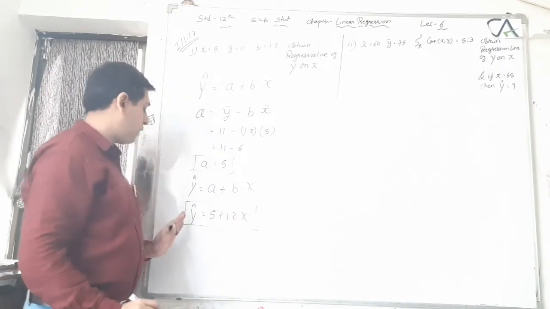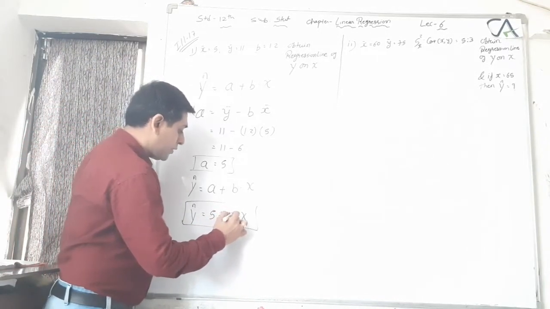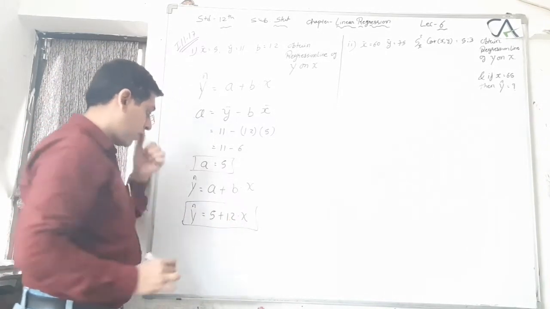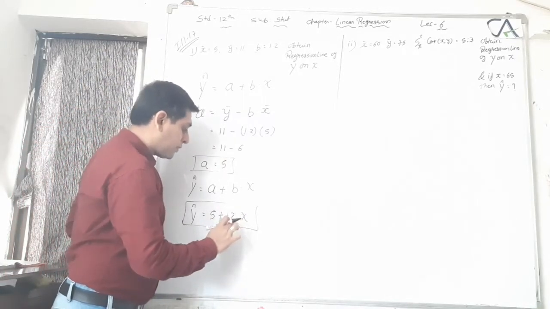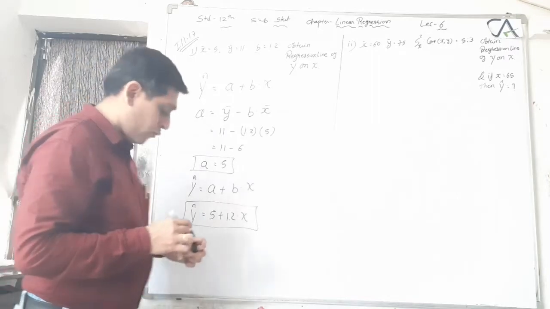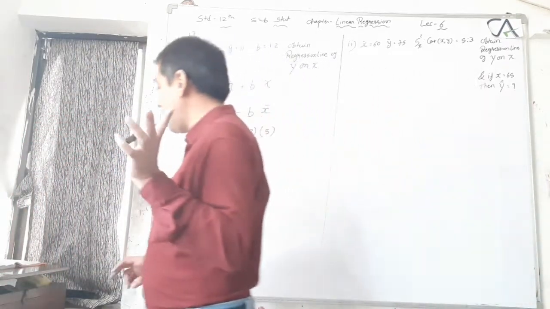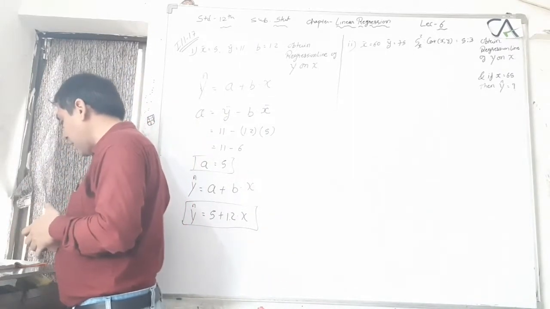Y cap, obtain the regression line of y on x. That is y cap is equal to 5 plus 1.2 into x, or 1.2x. That is your regression line of y on x. Now move forward to question number 2, that is part 2, illustration number 17.